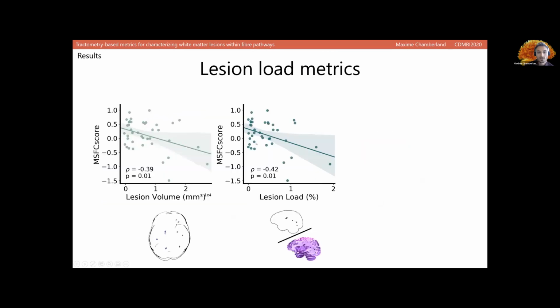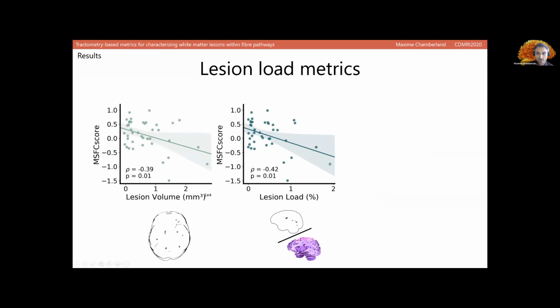So looking at the results, first thing we want to do is compare the basic lesion volume and lesion load approach, which is what most of the MS community is using right now, to a clinical score, which is the MSFC score, which is just a composite score of disability. And I was quite surprised, actually. You can see that the correlations are not that bad as what you would expect for something that should not correlate with disability, actually. But I suspect that it's probably due to these 2 points here.